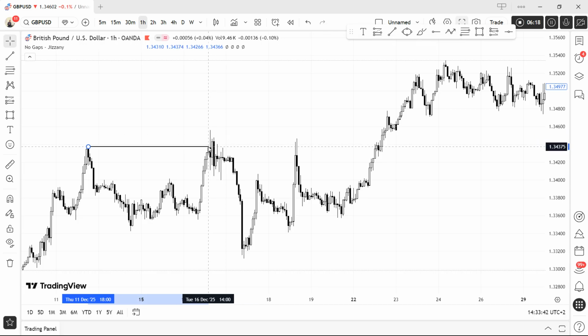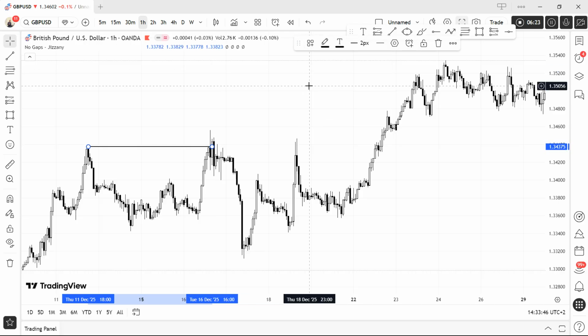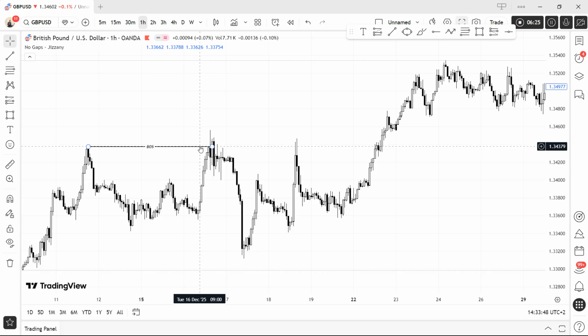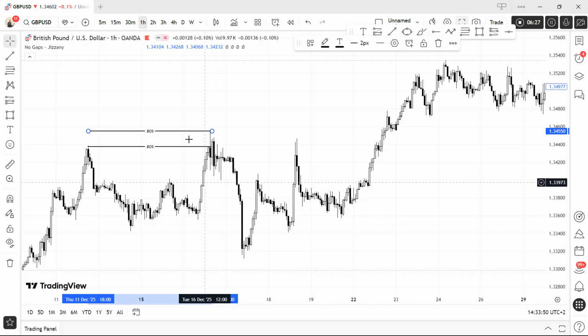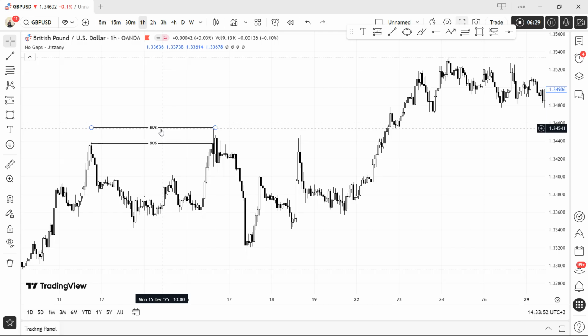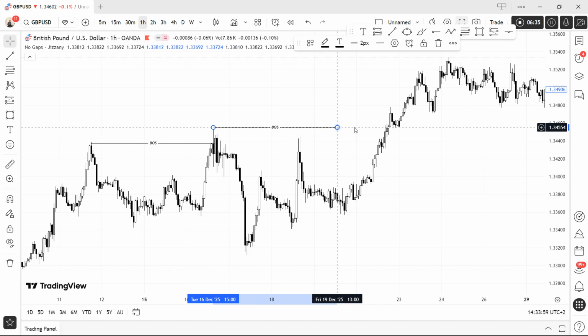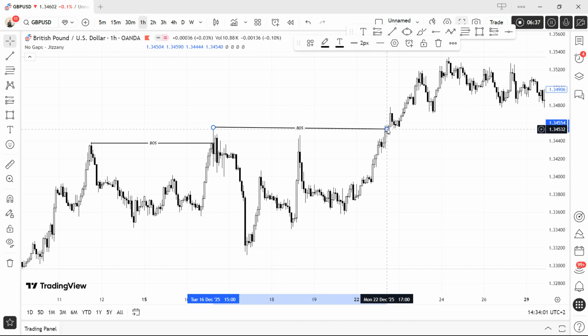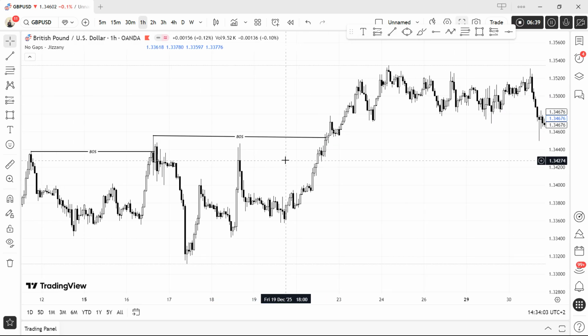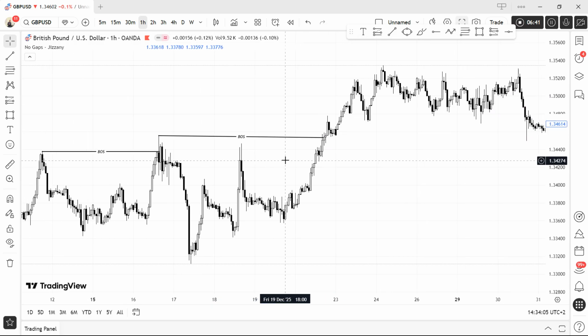This was a break of structure, and we had another break of structure here. So usually when I'm analyzing these pairs, I start from the daily time frame. I come to the H4, then the H1. But on this one, I started on H1. Just to remind you, this pair was bullish on the daily. It was also bullish on H4.